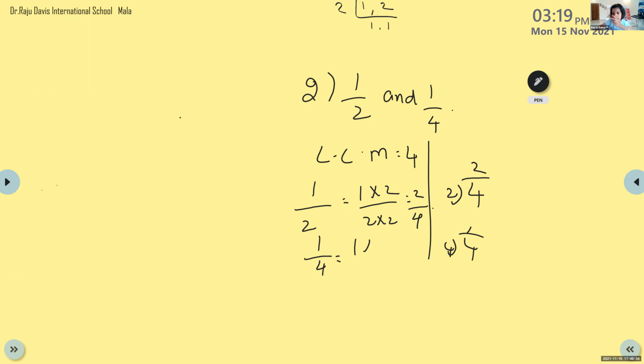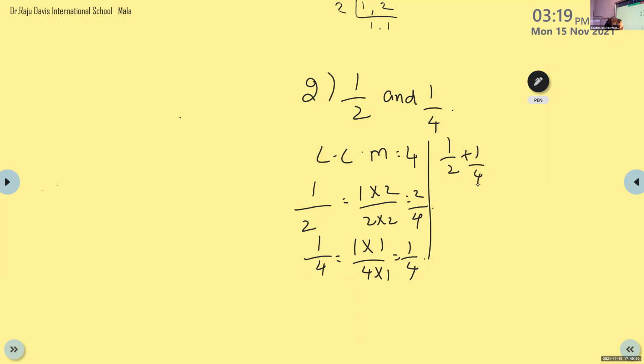Can you give another problem? Which is larger now? Which is larger? 2 by 4. 2 by 4 is larger, ma'am. If you want to add 1 by 2 plus 1 by 4, you will get 2 by 4 plus 1 by 4, which is 3 by 4.